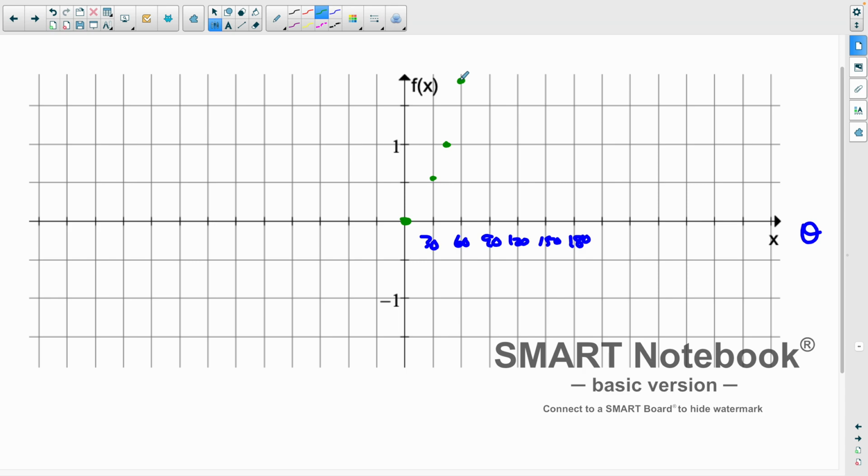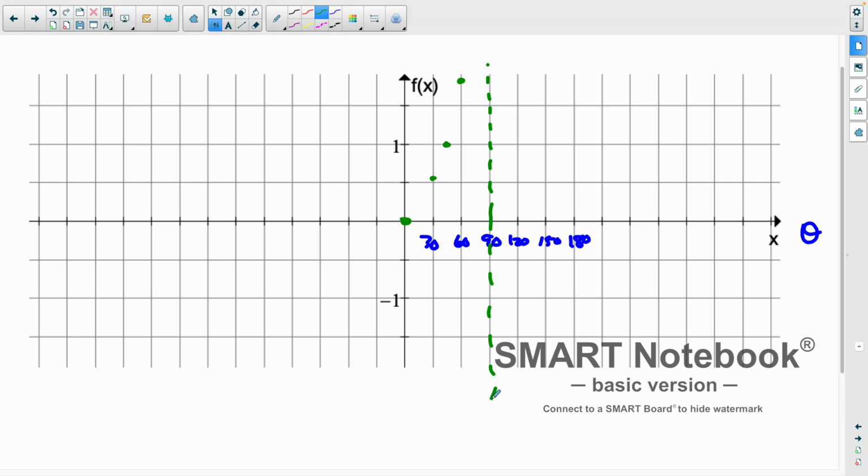Now, here's the peculiar thing. What happens at 90? It's undefined. Undefined means it doesn't have a point on the graph. Normally when we're graphing, what do we do when it's undefined? Add a dotted line. What do we call that? An asymptote. There's a hole in the graph, or there's an asymptote. In this case, there is an asymptote right there. The graph breaks apart. It doesn't work for 90.